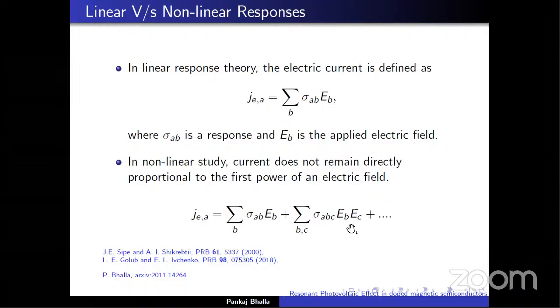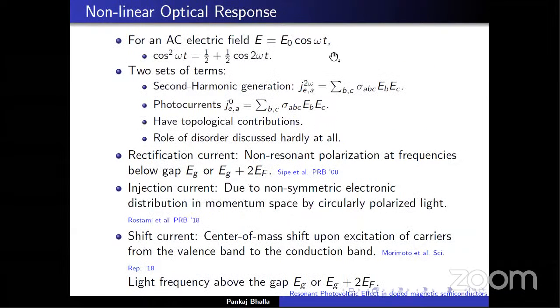Let us assume that we are giving some AC field, rather an oscillating field, e raised to the power i omega t, sine omega t, cos omega t, this type of stuff. If we have an AC field, because of the product of these two electric field terms, one can have a square of terms like cos squared omega t.